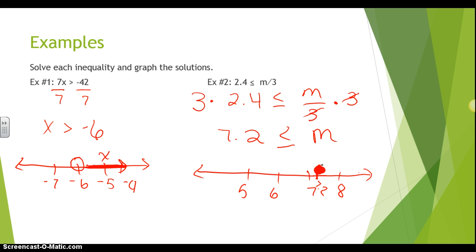So 7.2 is less than or equal to m, or think about what I said in class today. When you look at where the variable is placed and how that symbol is facing the variable, this is also saying m is greater than or equal to 7.2, so if it's greater than, it's going to be shading to the right. So that was multiplying and dividing by positive numbers. Again, notice my sign stayed the same. Let's go on to the next slide so I can show you how we multiply and divide by negative numbers.